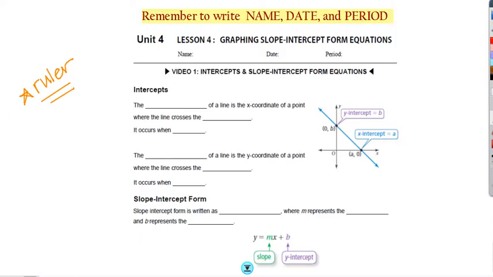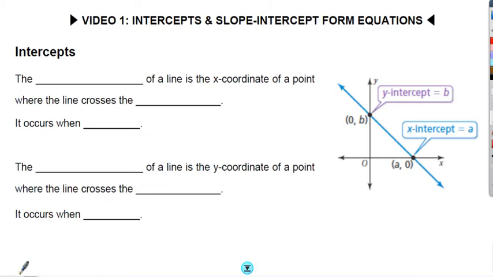So let's begin our lesson. In the last lesson, we looked at equations and lines that went through the origin, but most lines actually don't go through the origin, and they have these things called intercepts. So previously, it was lines going through the origin, and now we are going to be looking at lines that don't go through the origin.